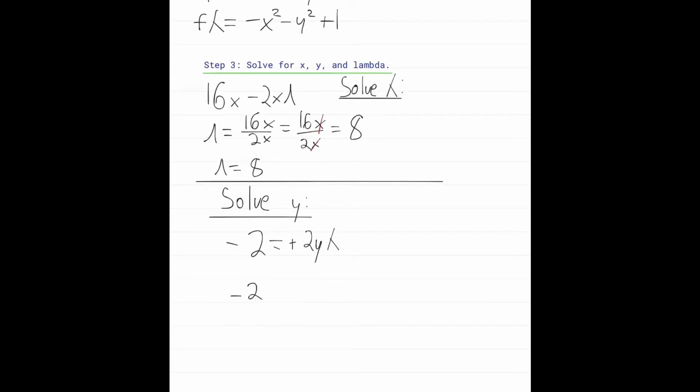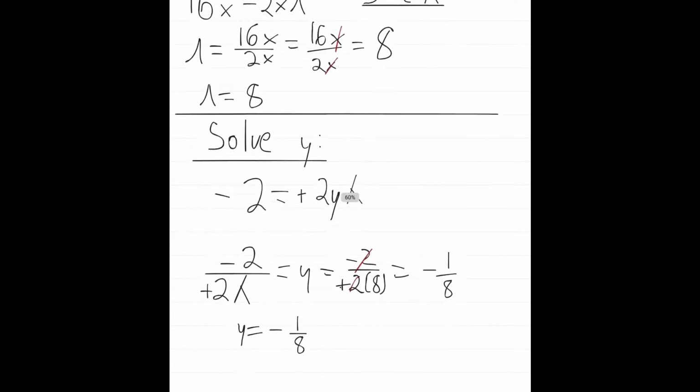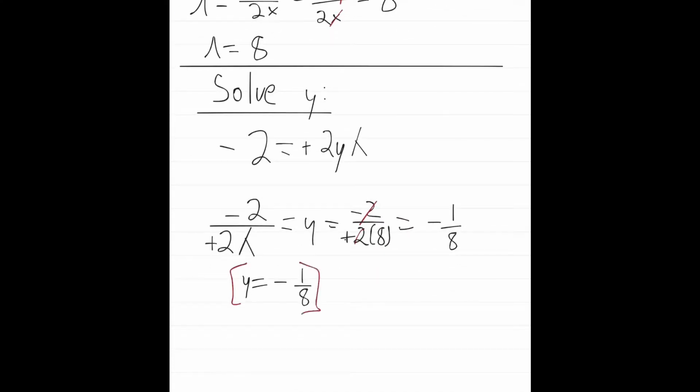And then furthermore, rearranging this, negative 2 divided by positive 2y, 2 lambda is equal to y. So in this next step, we can cancel out the 2's. And for lambda, we got 8. Notice how we keep the negative sign. So y is equal to negative 1/8. And all we're simply doing is just using a system of equations to solve. So we have y is equal to negative 1/8.